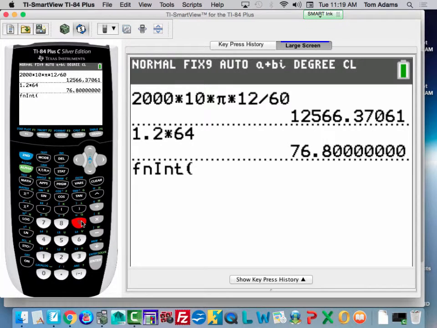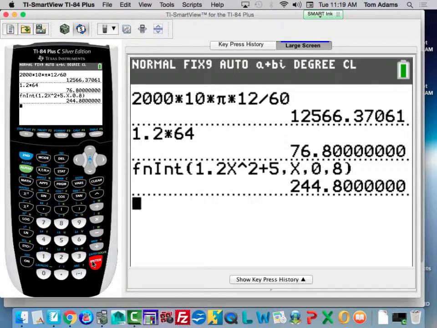First thing I do is I plug in my function, 1.2 times, and I'm just going to use x. I could use t though. X squared plus 5, comma. What are we integrating over? X. What's my lower limit? 0. What's my upper limit? 8. Do I need anything else? Nope. So I get 244.8.